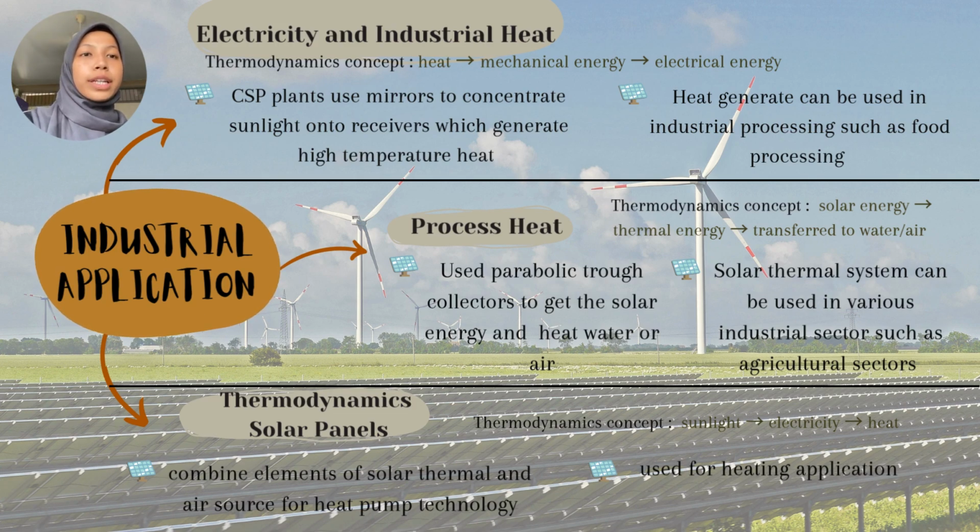For the first one, the example I use is CSP, which stands for concentrated solar power. It uses mirrors to concentrate sunlight to generate high temperature heat. The next example I use is parabolic trough collectors, which collect solar energy to heat water and air. And lastly is thermodynamic solar panels, which combine elements of solar thermal and air source heat pump technology.